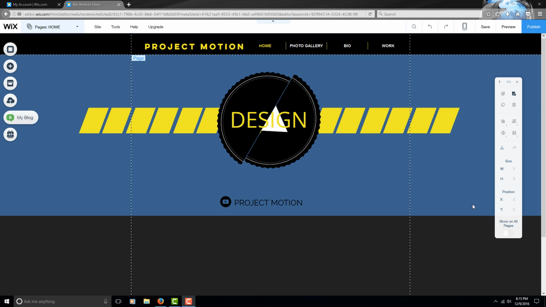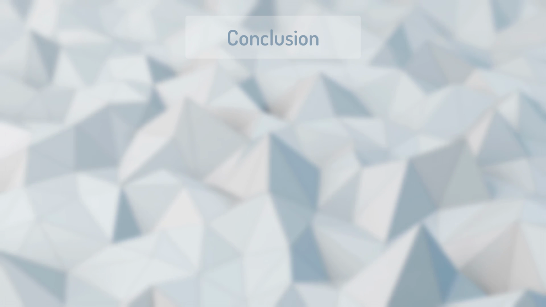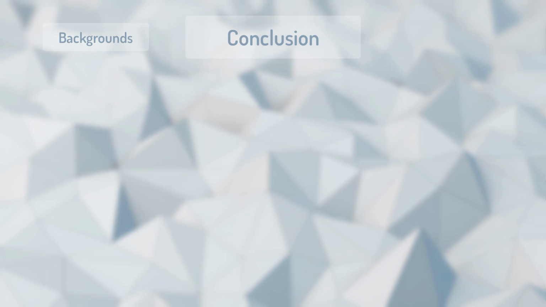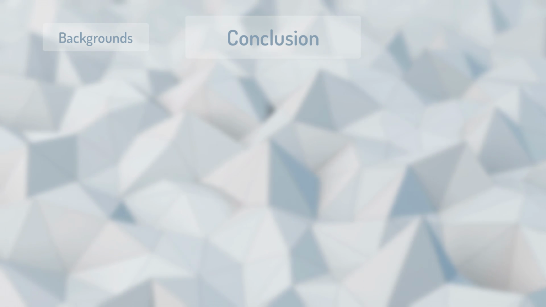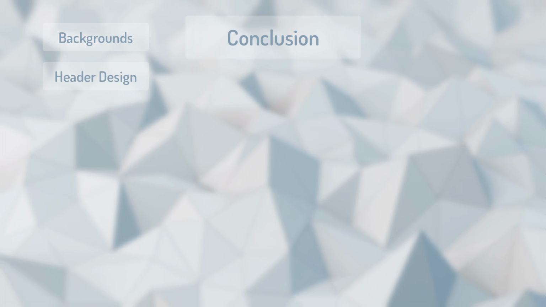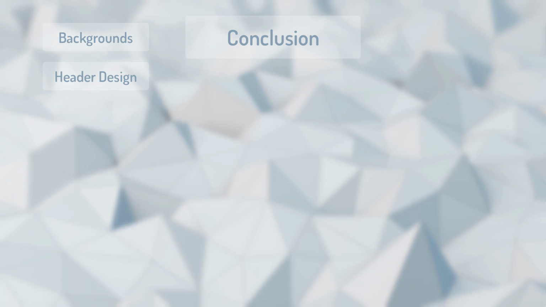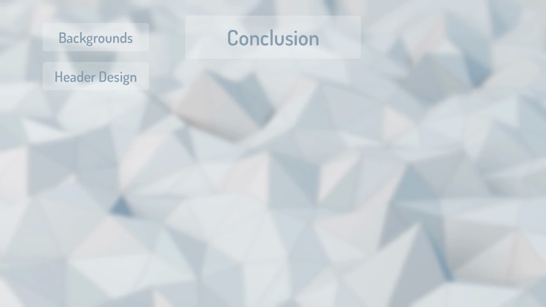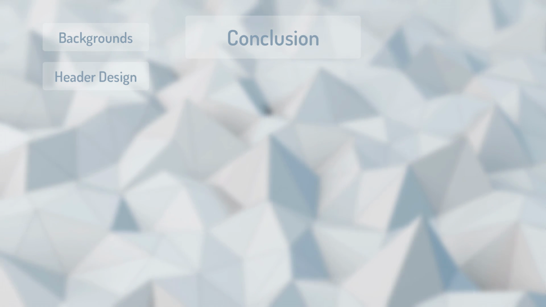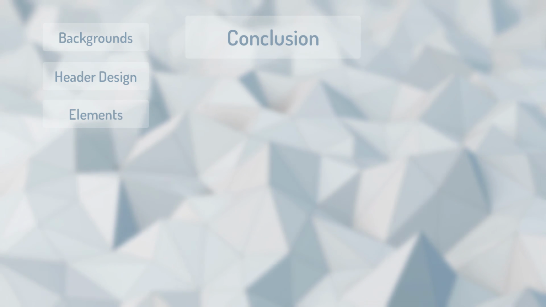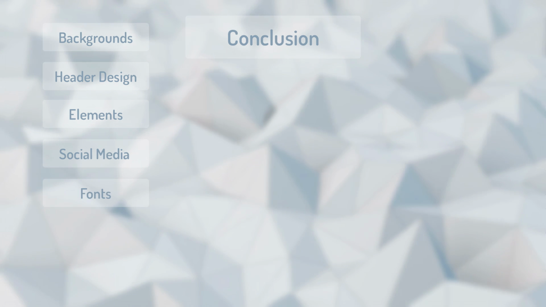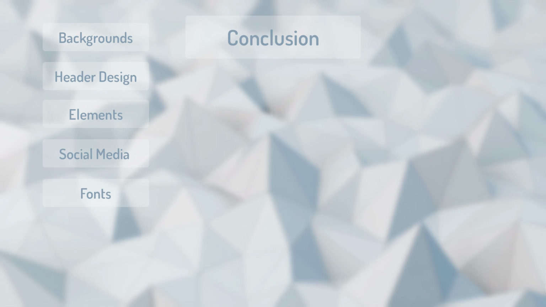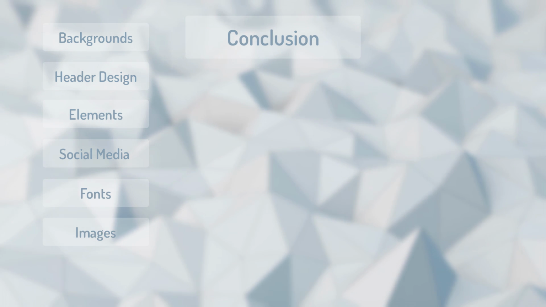So before I end this tutorial, guys, I just kind of want to talk about some of the things that we discussed throughout this video. First thing is we discussed how to create backgrounds very quickly and very easily. Page backgrounds are an extremely important aspect and part of your website. We also talked about how to customize and design your header on your website, including the menu. We also talked about how to add hundreds of different elements to your website very quickly and easily. We discussed integrating social media, customizing fonts, changing font sizes, creating your own images and animating them.